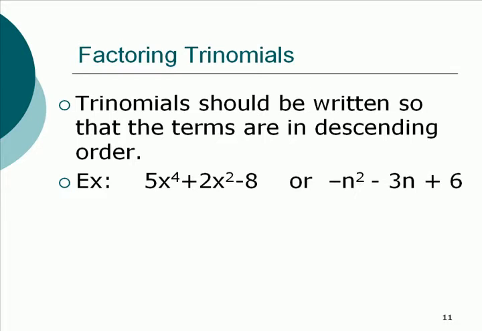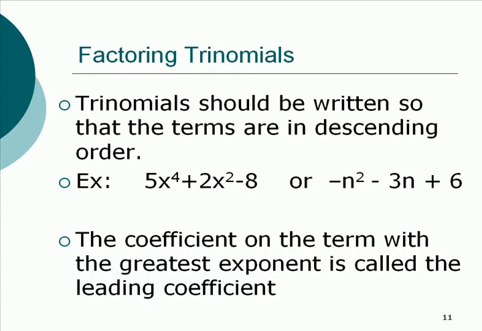5x to the fourth plus 2x squared minus 8. Highest power goes out to the front. Any constant term or lowest power floats to the back. And that only leaves one for the middle. Those are both in descending order. The coefficient on the front term, the one with the highest power, it's called your leading coefficient. And that leading coefficient is important. That leading coefficient will oftentimes tell you what type of factoring you need to use.